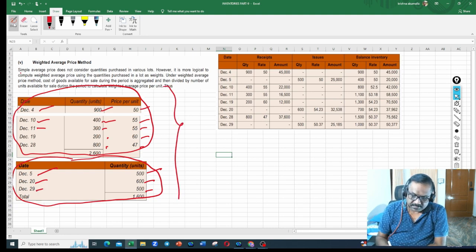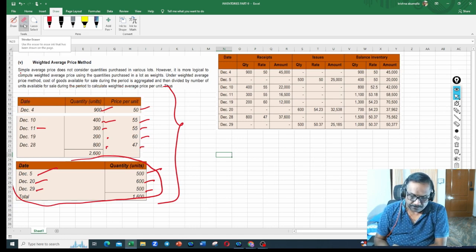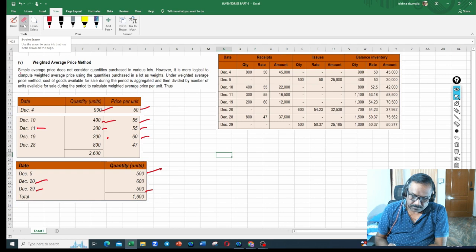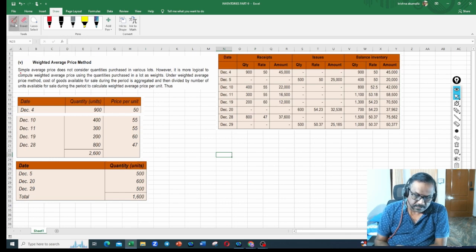By taking this illustration into account, we are going to see how the weighted average value is going to be calculated. Very simple. Okay, let us look into this now. Now, guys, tell me, we have already prepared in LIFO method, I already showed you the inventory ledger.